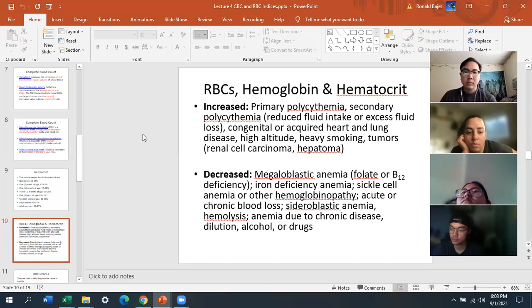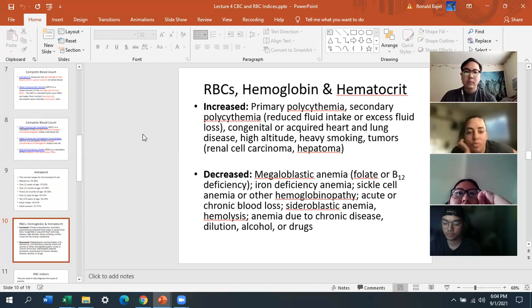So reduced fluid intake or excess fluid loss will make it appear that the amount of red cells relatively is increased. Okay, that's secondary polycythemia. And then you can have congenital or acquired heart and lung disease. Those are pathologic conditions, and excess fluid loss can give you a false increase in RBC count. Your acquired heart and lung disease, high altitude, heavy smoking, tumors, renal carcinoma, or a liver tumor or a hepatoma.